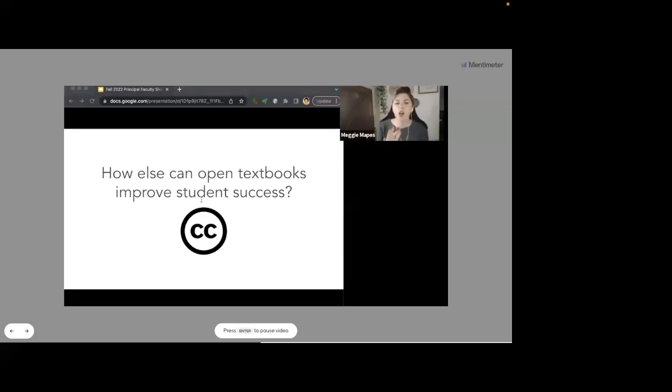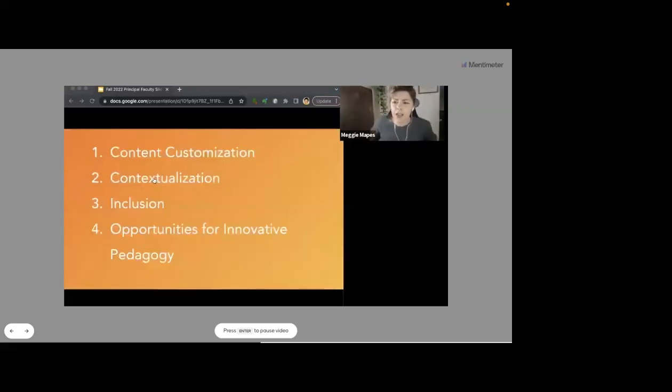So let's look at just a couple ways that open textbooks can help remove some additional barriers that can help students feel a sense of belonging. And honestly, for me, and instructors as well. And those are the ways that Creative Commons licenses allow content customization, contextualization, other inclusive opportunities, and then opportunities for innovative pedagogy.